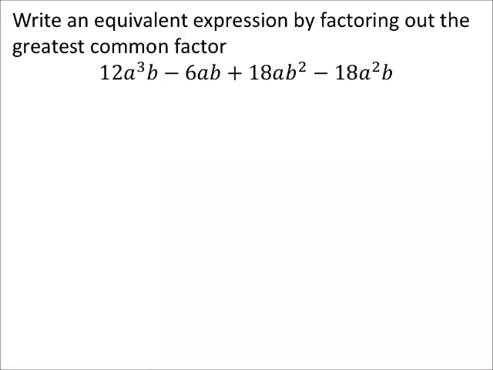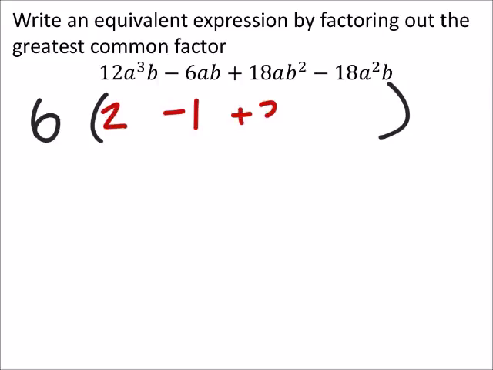So it looks like I can see at least that all the coefficients on this one are even. So I could at least factor out a 2. But not only that, they're all factors of 3 or multiples of 3 as well. So they're all divisible by 6. Okay. So if I take out a 6 from each of these, then I've got a 2, a negative 1, plus 3, and a minus 3 here.